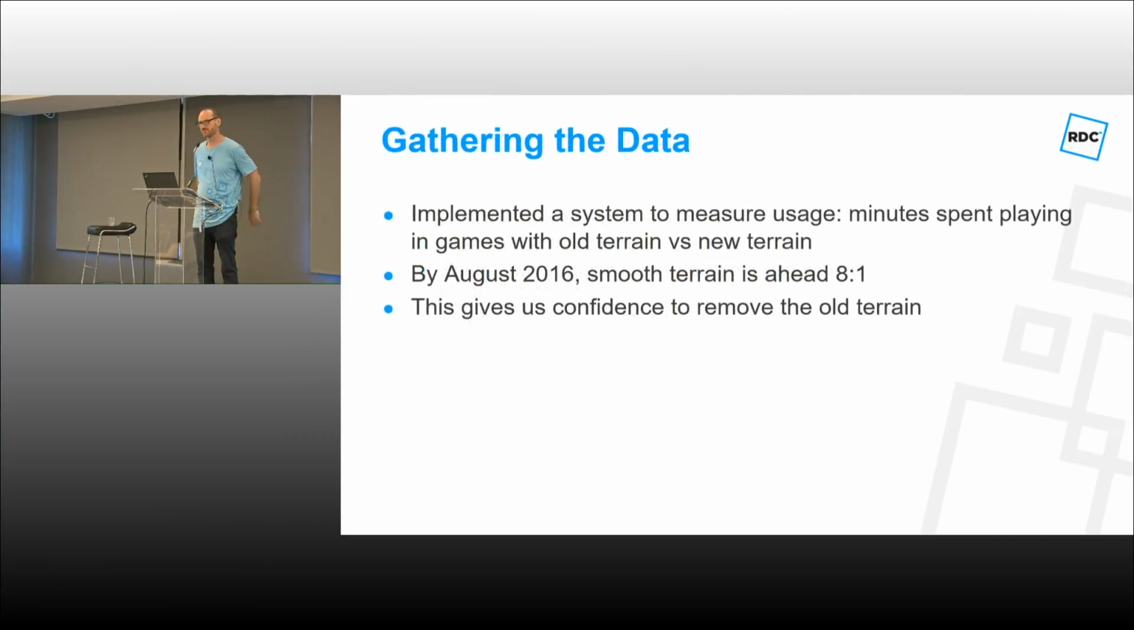So thinking about this, we started by gathering data. We implemented a whole new system that measured the playing time in games with smooth versus old terrain. So we would look not just at how many places existed or any metric like that, but actually how much time players spent in games with each system. And by August 2016, the ratio of new to old was 8:1. So a lot of good feeling there that we'd centered on a new approach that could be the only one.